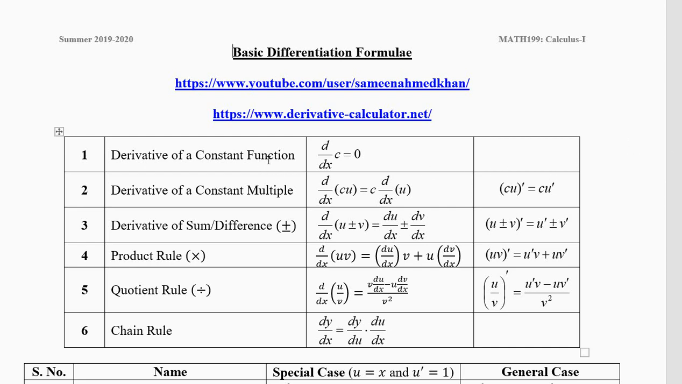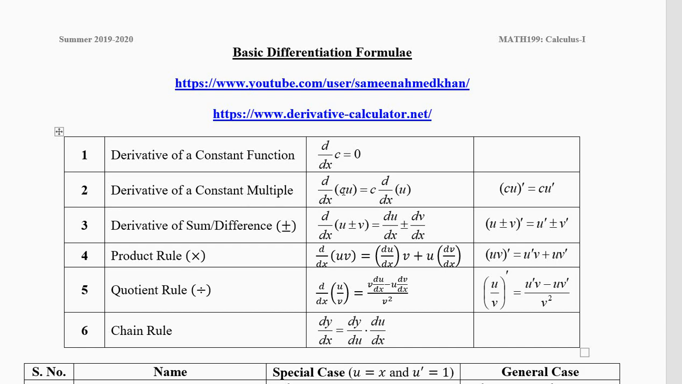See, the derivative of a constant function is 0. By constant function, we mean y equal to f of x equal to c, where c is any real number: negative, positive, big, small, or even 0. This we have seen by definition. Now we have to remember it as a thumb rule.